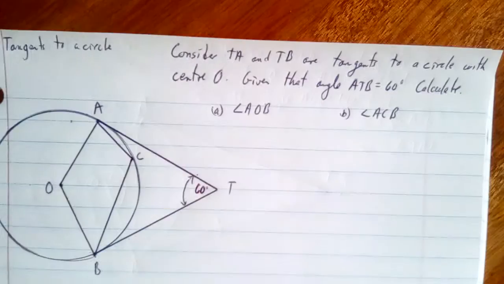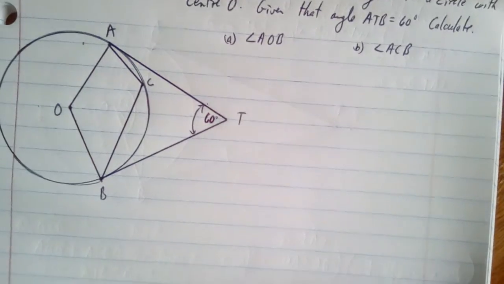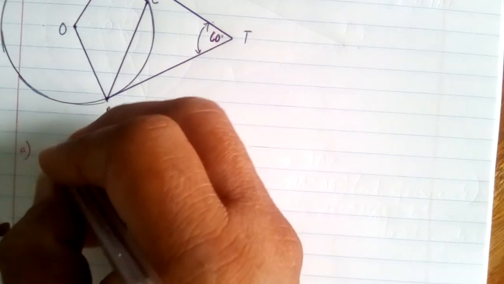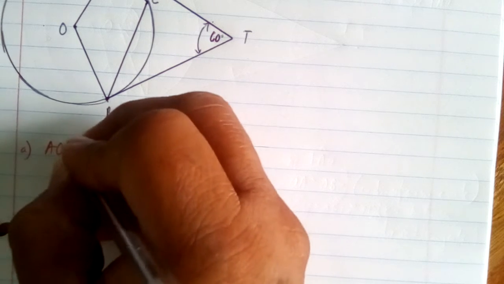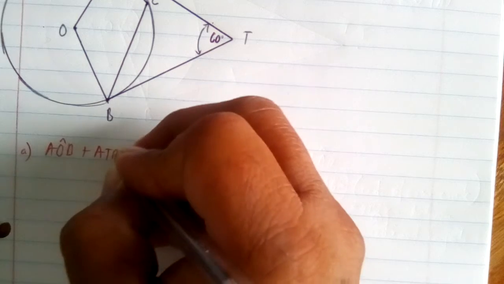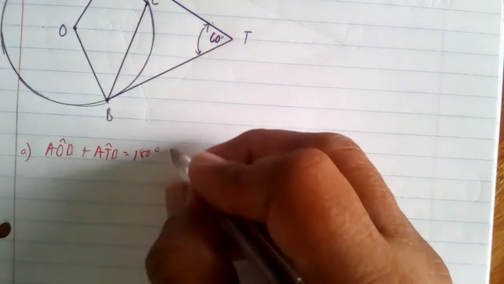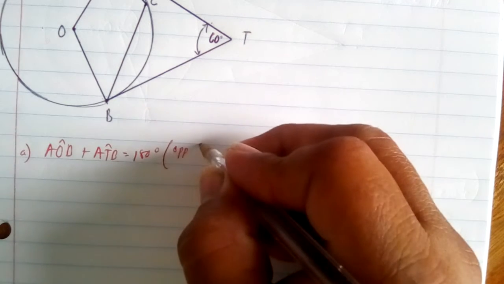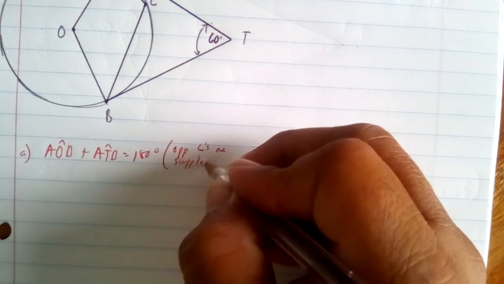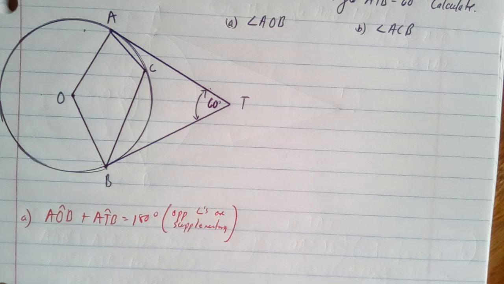Let's use red to do our working. I'm going to push this up a little bit more to the top, so I can do the work and you can see the steps. So for A, the solution is that angle AOB plus angle ATB equals 180 degrees. Why? Because opposite angles are supplementary. Remember that? We know that for a fact. So that's one of our main concepts.